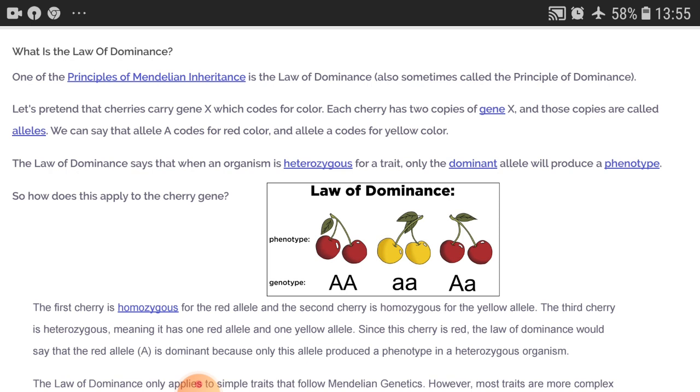So this cherry phenotypically appears red. So the law of dominance says that the allele capital A, that is the red one, is dominant because it is producing the phenotype in a heterozygous organism. So from here I hope it's clear to you that when an expression is expressed in the heterozygous condition, it masks the expression of the other allele, then that particular allele is known as dominant allele.